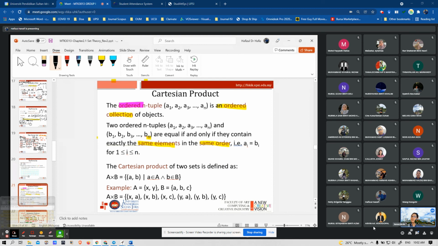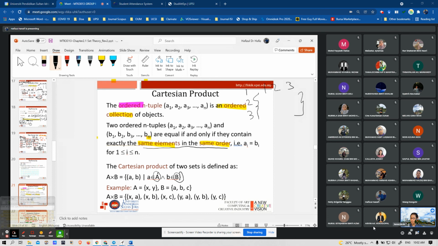Okay, and then we have a Cartesian product. Cartesian is an ordered collection of objects based on tuples. Tuples you can order like this, we have rows and columns. Two ordered tuples are equal if and only if they contain exactly the same elements in the same order. And then the Cartesian product of two sets is defined by A multiplied by B is equal to (a, b), where a is an element of set A, and b is an element of set B.